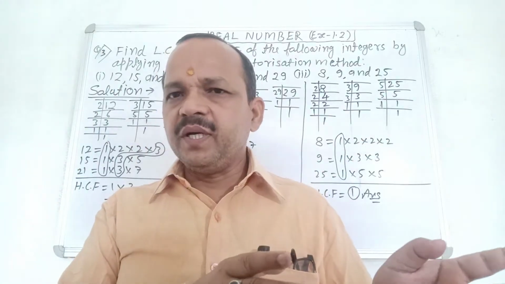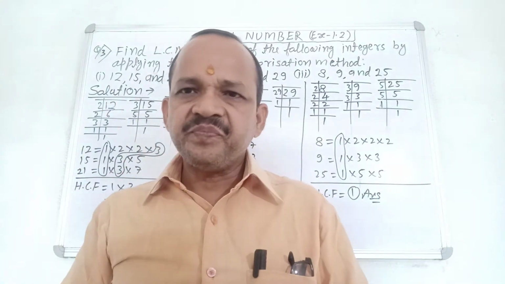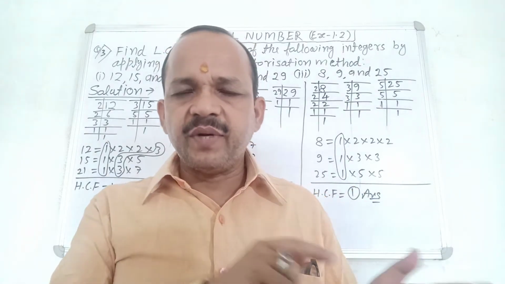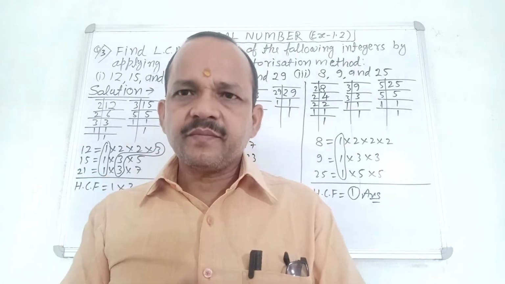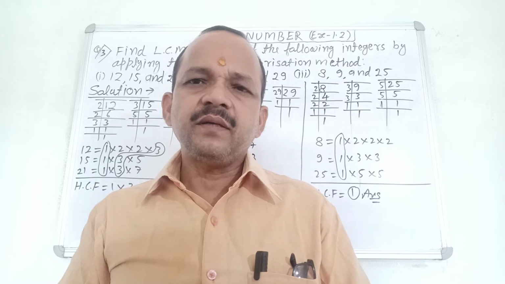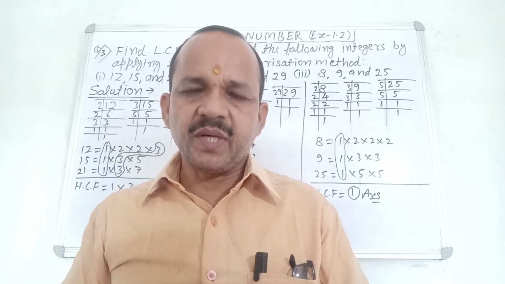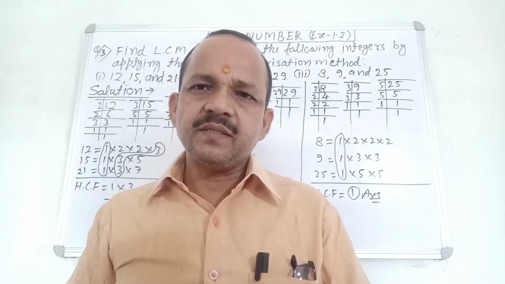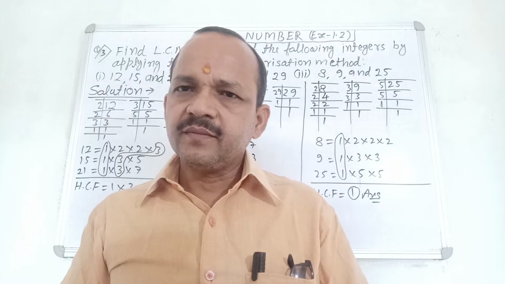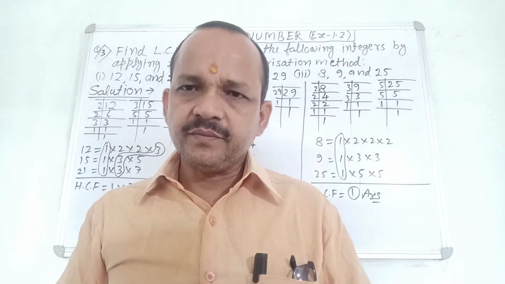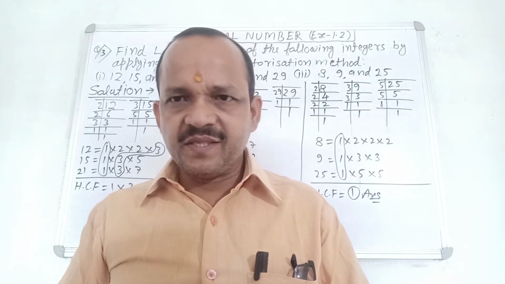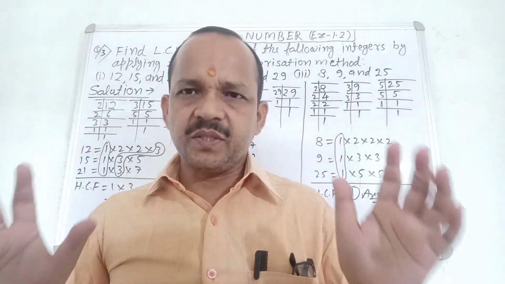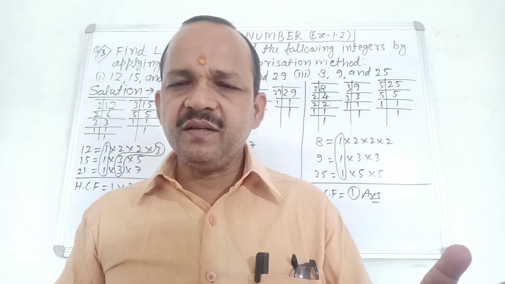Factorize the first number, the second number and the third number. Write the factors of the first number, the factors of the second number and the factors of the third number, and so on. In this way you can find the HCF of many numbers. Clear? Then you choose which number is common in all. Which number is common in all, that is your HCF. Clear? HCF is clear, no confusion.